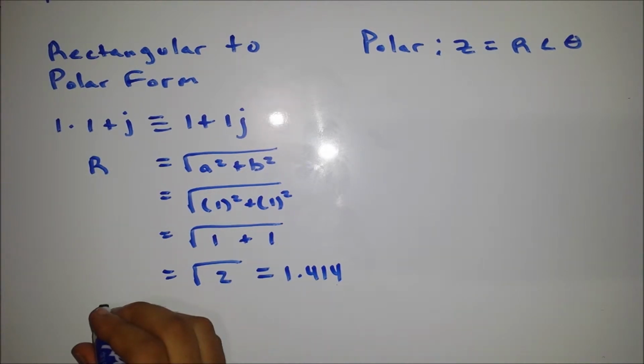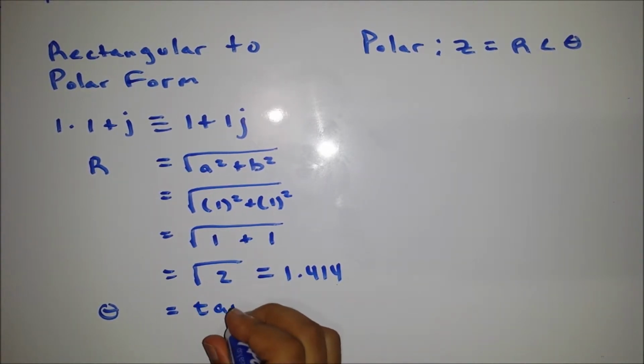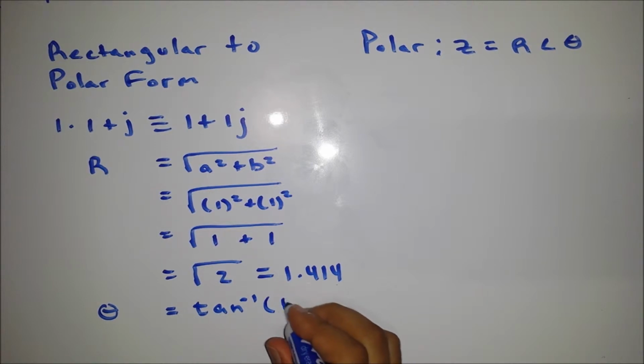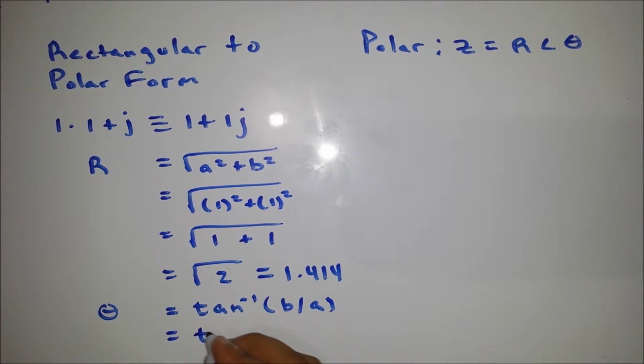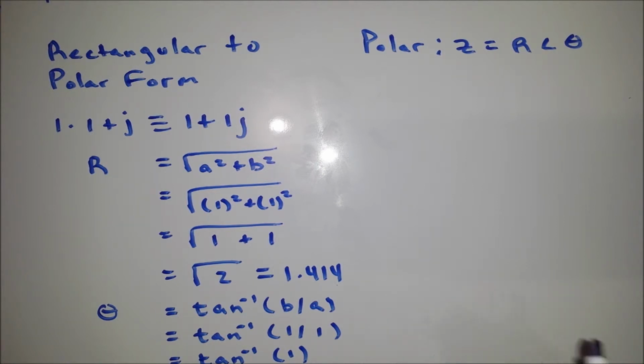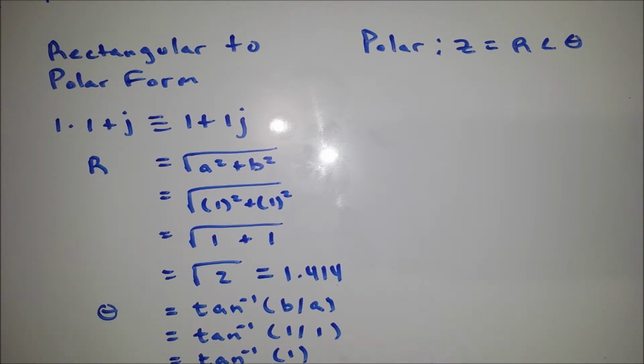The second step would be to find the angle or the phase. The phase is equal to the inverse tangent of b over a. For this example, we have the inverse tangent of 1 over 1, which is equal to the inverse tangent of 1. And as we all know, or as you could probably verify using a calculator, the angle at which the tangent will give us a value of 1 is 45 degrees.